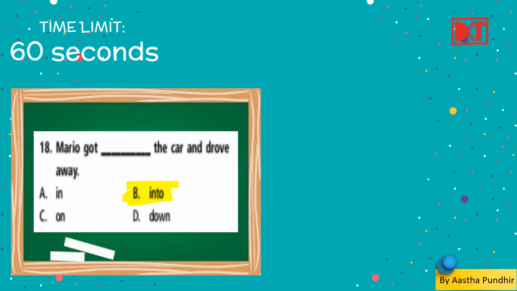Then we have in. In is used when we have to talk about different sizes and shapes, or certain locations also. Then we have on. On can be used about the surface of something. Okay. Then down, when something is decreasing, coming down. All right.